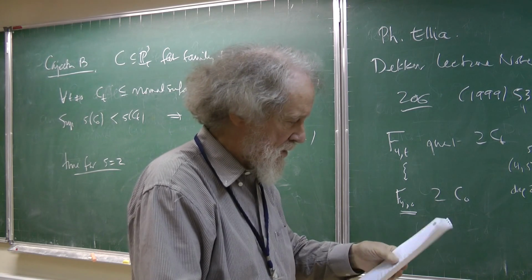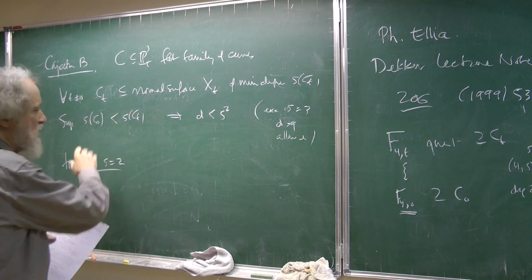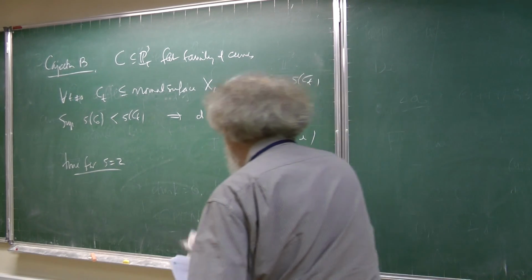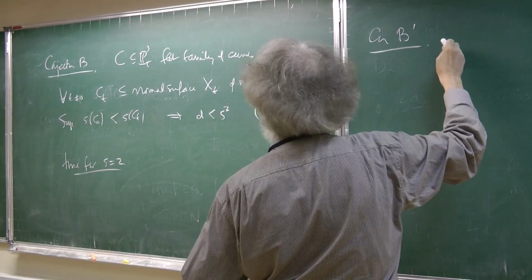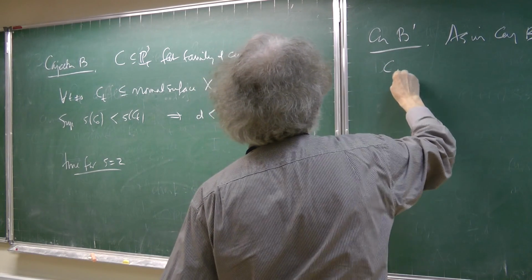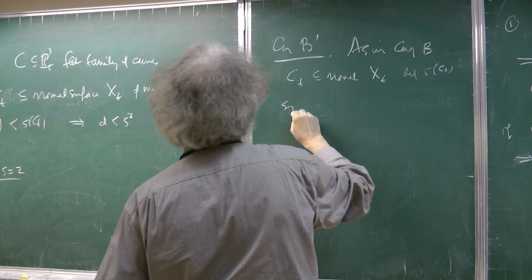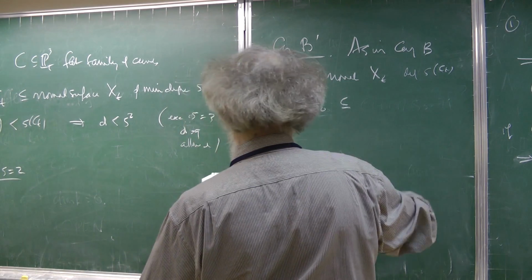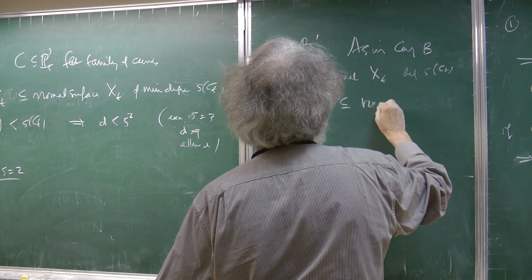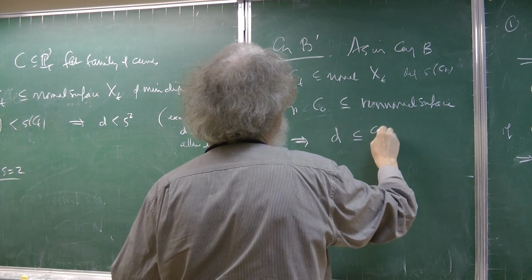And we investigated that conjecture a little bit. Now, there's a related version of this. This says that the minimal surface could not drop in degree. But I'd like to know that the minimal surface also couldn't get worse. So conjecture B prime. As in conjecture B, suppose you have a family C containing CT, and all the CT are contained in a normal surface XT of minimal degree S of CT. And suppose that C0 is contained in a non-normal surface. Then the conclusion should be that D is bounded by some function phi of S.